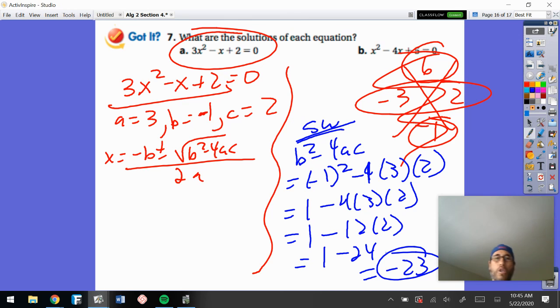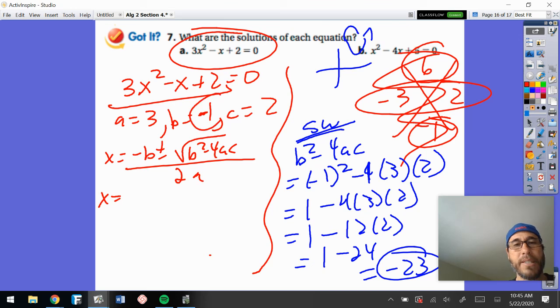That means no real solution. So if I was to graph this, it'd be a parabola going up, but it would never, ever touch that x-axis. All right, but there are still solutions. They're just complex solutions or imaginary solutions, which means there's going to be an i in it. So we go x equals the opposite of b. The opposite of a negative 1 is a positive 1, plus or minus the square root of our discriminant, which is negative 23, all over 2 times a.